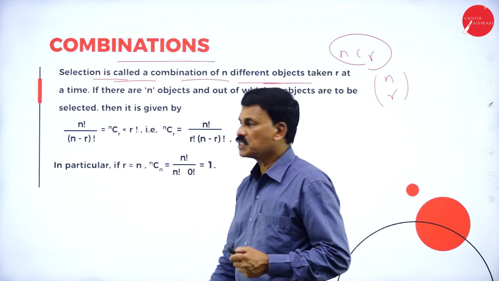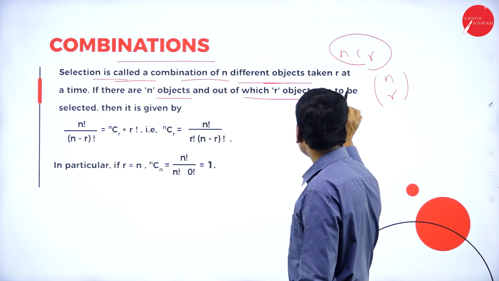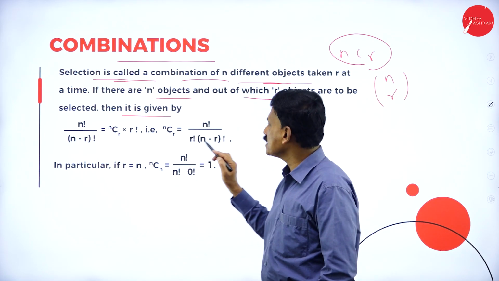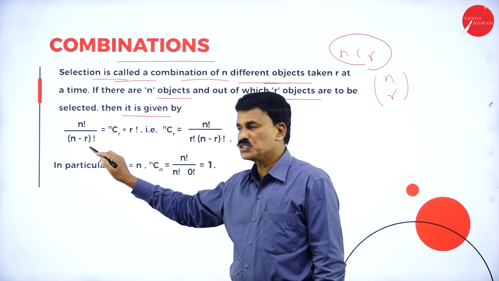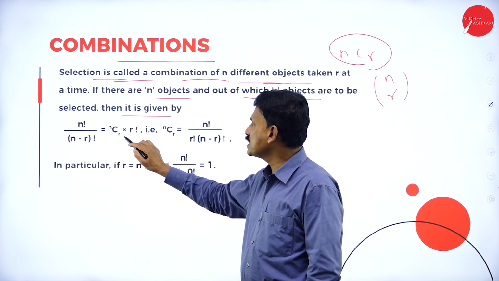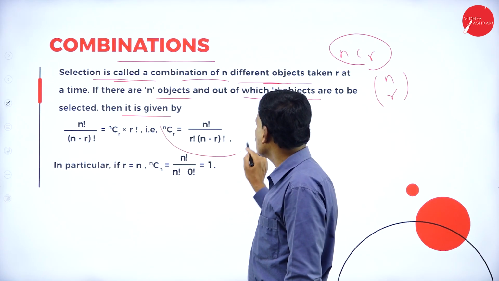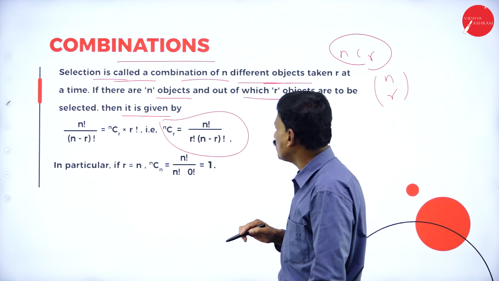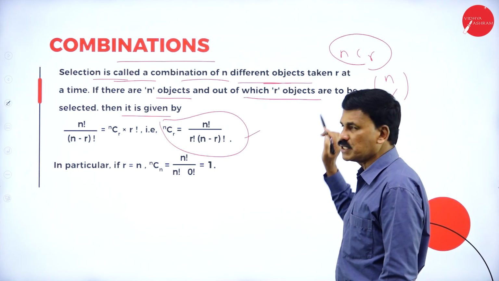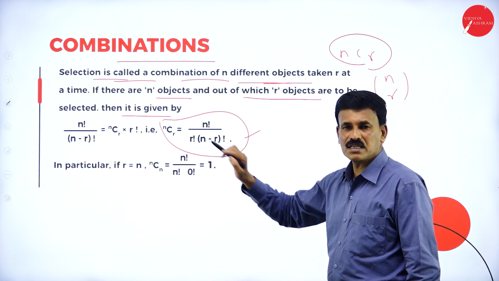So, if there are n objects out of which r objects are to be selected, then it is given by n factorial divided by n minus r factorial. That's equal to nCr into r factorial. So therefore, nCr is equal to n factorial divided by r factorial into n minus r factorial is called the combination, that is, selection of n different things taken r at a time.